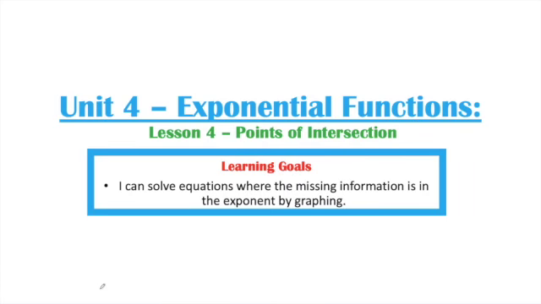Okay, so for lesson 4 today, points of intersection, we are going to look at doing what we did yesterday, but we did it algebraically yesterday, solving for that x in the exponent. What we're going to do now is we can actually do that by graphing. I'm not going to get you to do the graphing by hand. I'm just going to get you to do it using Desmos. Okay, so I'm going to show you an example of finding that point of intersection.